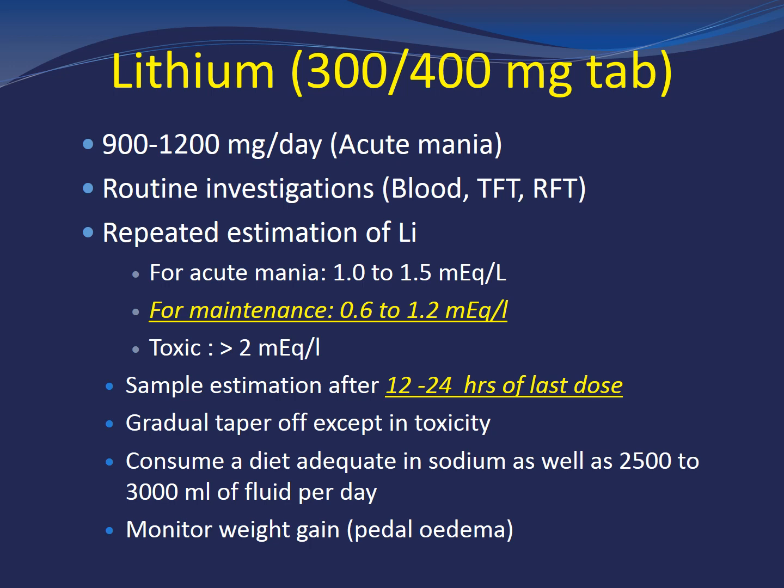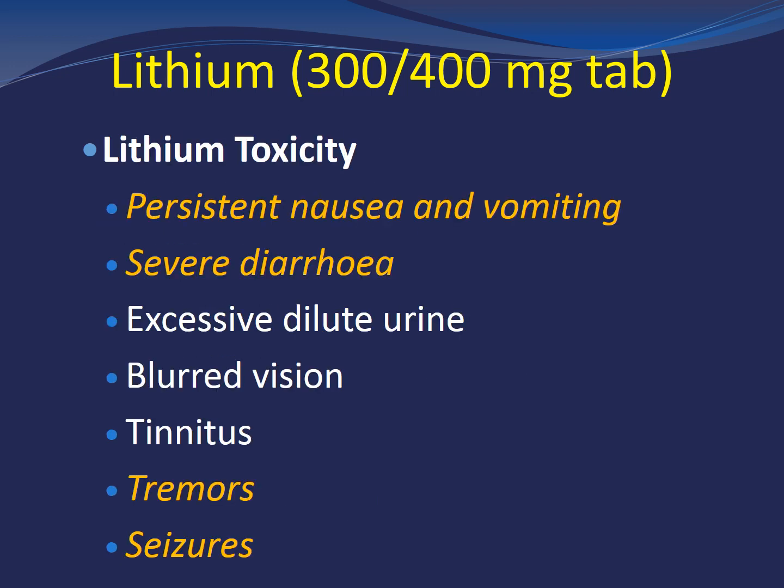In case of toxicity, gradually taper off lithium. While taking lithium, consume a diet adequate in sodium as well as adequate in water. Monitor for weight gain. What are the toxicity signs? Lithium severe toxicity signs and symptoms include persistent nausea and vomiting, severe diarrhea, excessive dilute urine, blurred vision, tinnitus, tremors, and seizures.